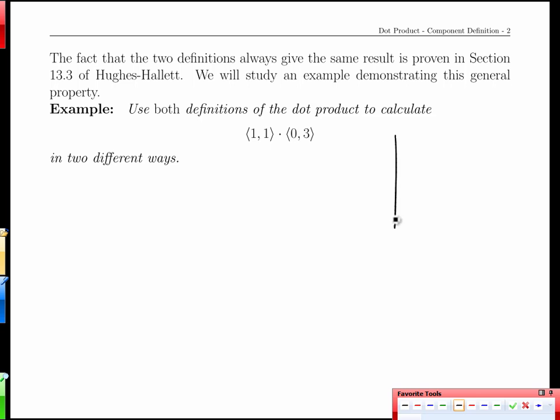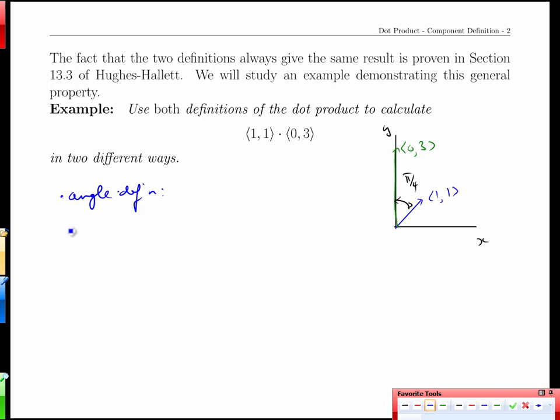Let's take our two vectors here, one of which is the vector 1, 1, so up and up. We'll label our axes here. So that's the vector 1, 1, and we'll have the vector 0, 3, like so, and that is purely vertical in the positive y direction. We know we're going to need the angle, and because this is a nice 45 degrees here, it's also 45 on this side, or pi over 4 radians. So let's calculate the dot product in two different ways. We're going to use the angle definition first.